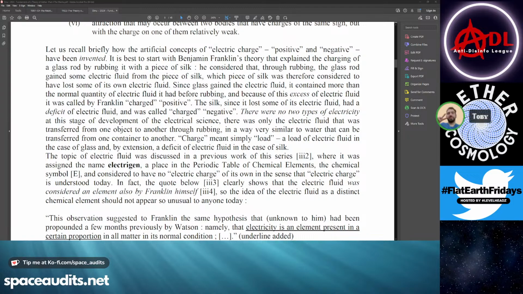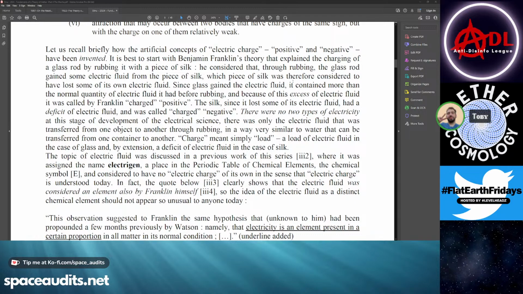The silk, since it lost some of its electric fluid, had a deficit of electric fluid and was called charge negative. There were no two types of electricity at this stage of development of electrical science. There was only the electric fluid that was transferred from one object to another through rubbing, in a way very similar to water that can be transferred from one container to another. Charge meant simply load, a load of electric fluid in the case of glass, and by extension, a deficit of electric fluid in the case of silk.